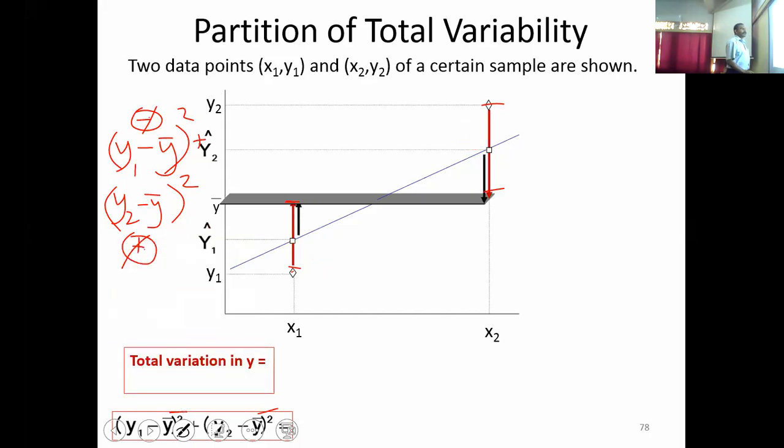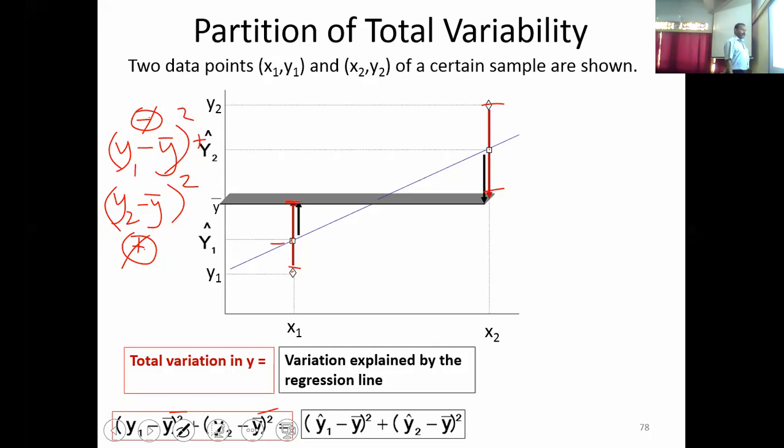One is that component, the black color one, that is y hat. It is the predicted value for a given x value. So y hat minus y bar is due to our equation. So that variability is due to the equation. Y hat minus y bar is the regression variability.